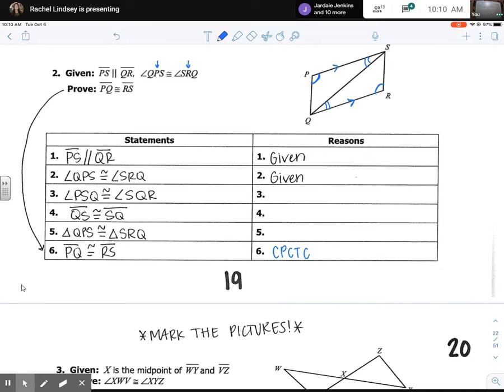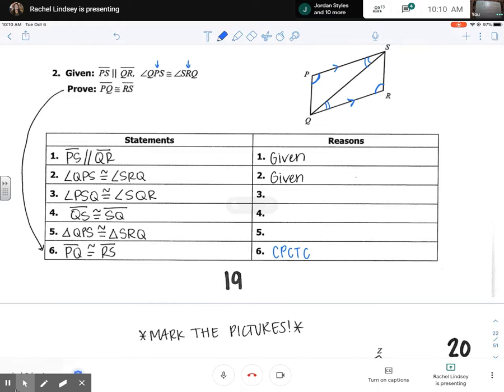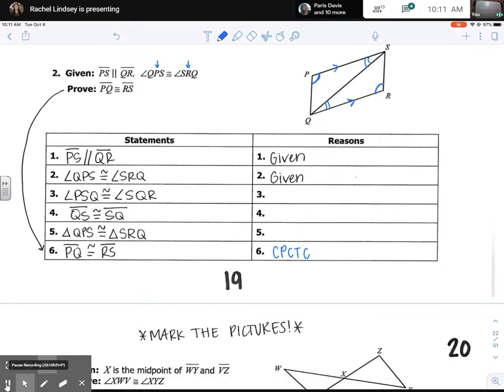Alternate interior. Okay, so we know those two angles are congruent because they are alternate interior angles. So we can put AI for reason 3. Then it tells you on reason 4 that QS is congruent to SQ. How would I know QS is congruent to SQ? Reflexive. The reflexive property.